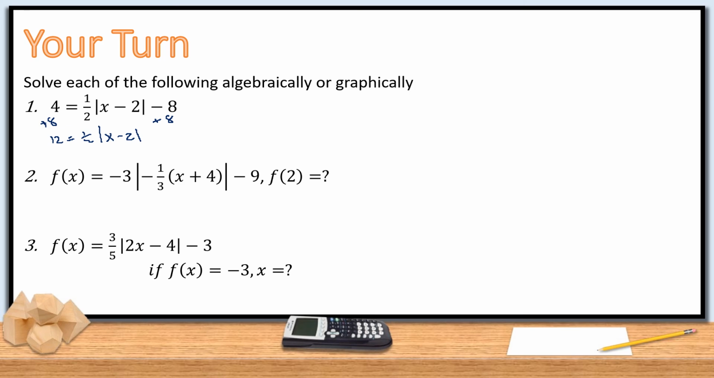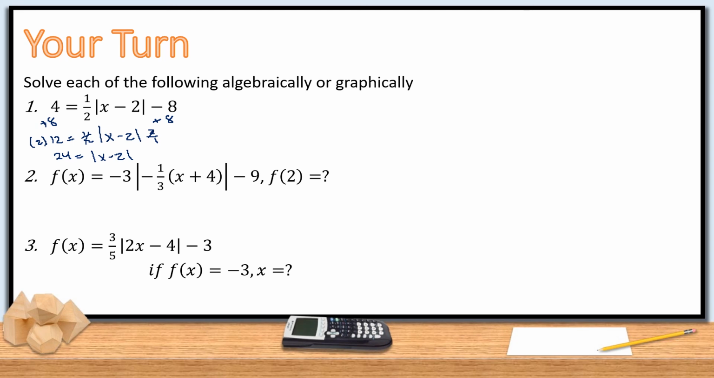How do you get rid of a half? You multiply by 2 over 1. You're multiplying by 2. That's the inverse of a half with multiplication. So it'd be 24 is equal to absolute value of x minus 2. It is positive, so that means there are solutions. And it looks like there's going to be 2 solutions here, because if it was 0, there would only be 1.